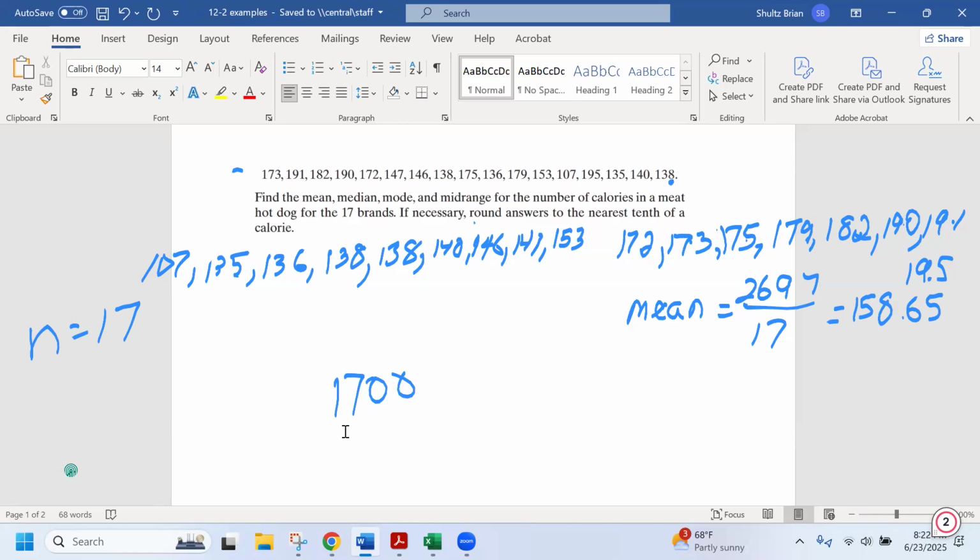172, 173. I don't think I have 2, 3, 4, 6, 7, 8, 9, 10, 11, 12, 13, 14, 15, 16, 17. Okay, I have 17 values. One way to find my middle number is to start on the outside and just cross off 1 for 1, 1 for 1, 1 for 1. What's remaining? There's my median.